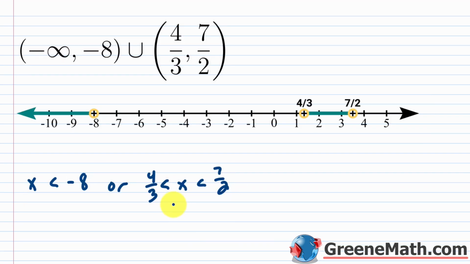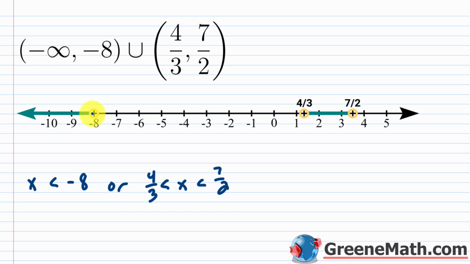And let me come down here. I went ahead and did all this already just to save a little bit of time. So you have x is less than negative 8, or x is greater than 4/3 and less than 7/2. So this is your interval notation, and then this is graphing this guy. Now, if you follow my videos, you know that I like to use a parenthesis or a bracket, depending on whether it's excluded or included. A parenthesis when it's excluded, a bracket when it's included.